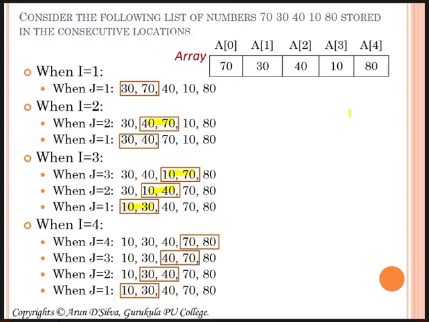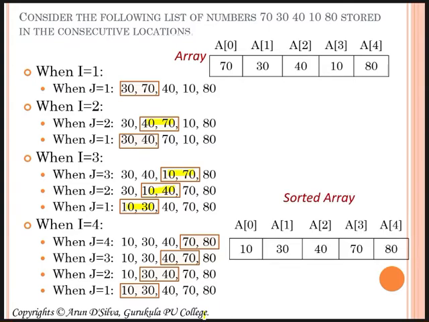The outer loop also terminates because it reached the n minus 1 position, that is a of 4 is here. So already i becomes 4, it will not enter the loop, it comes out. At that time the sorted array is 10, 30, 40, 70, 80. So this is the way insertion sort works with a single dimensional array.